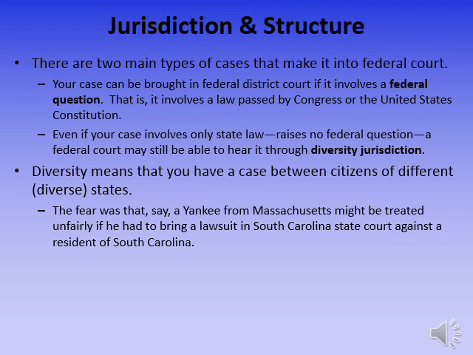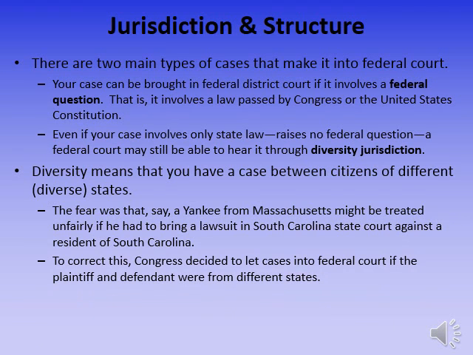And so what they were afraid of was that, say that we had a Yankee from Massachusetts who ended up in the state court in South Carolina suing a resident of South Carolina. And the Congress wasn't confident that that South Carolina state court would be fair and impartial. They were afraid that they would kind of lean toward helping out their fellow citizen, their fellow South Carolinian, and not treat the Massachusetts Yankee fairly. And so Congress wanted to prevent a situation where citizens from a different state would end up in a court in a different state against a citizen of that state and then be treated unfairly. And so they wanted to give them some kind of alternative.